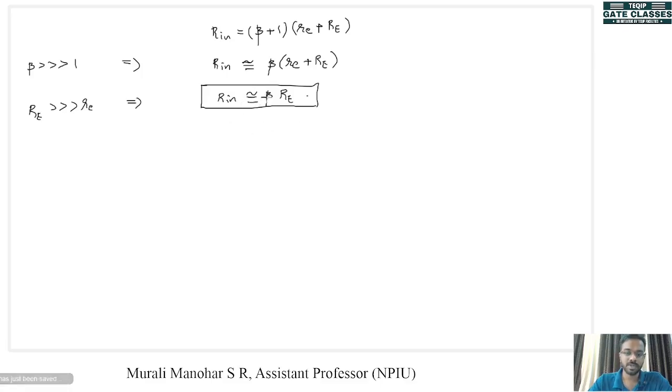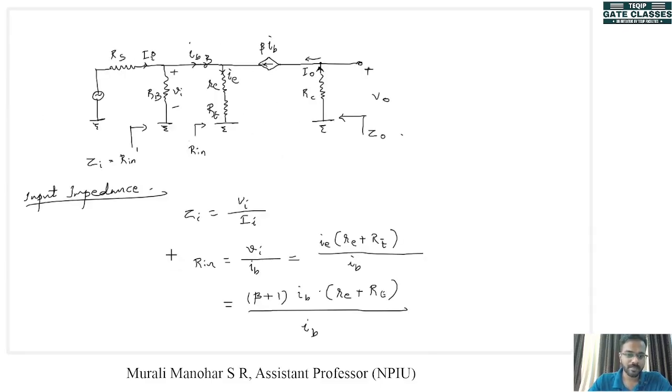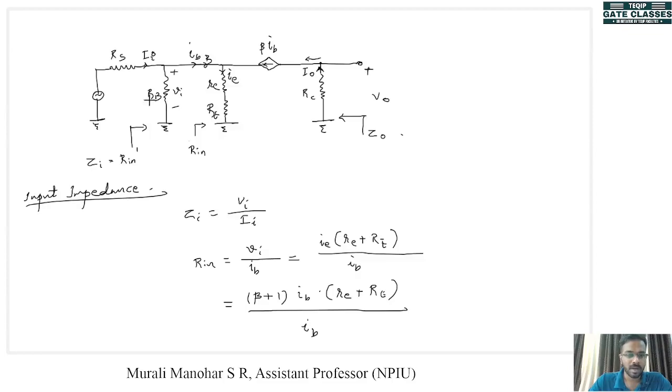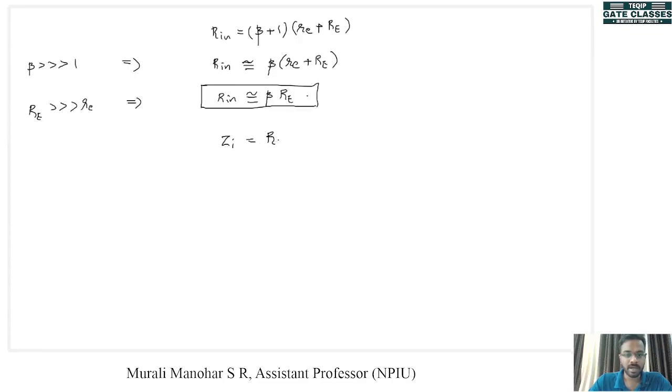So Rin is equal to beta times Re, and what will be Zi or Rin dash? It will be equal to the parallel combination of these two resistances, right? So Zi will be equal to RB, which is R1 parallel R2, parallel Rin. So this is Zi. Now we can find out the output impedance.